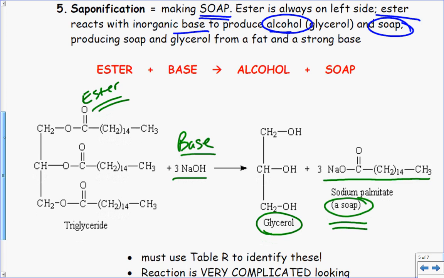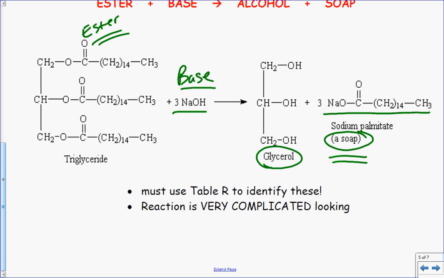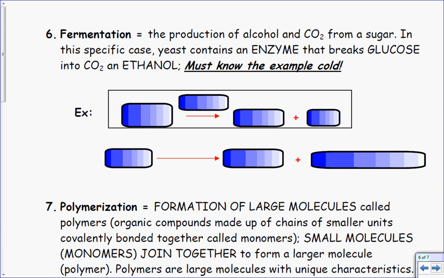There's no classification for soaps as far as our organic compounds. We definitely use Table R with our functional groups to identify these, and their reaction is very complicated looking, mostly because this triglyceride ester is huge, right? And it's really ugly looking as far as there's a lot of stuff. Two more to go and we're done.